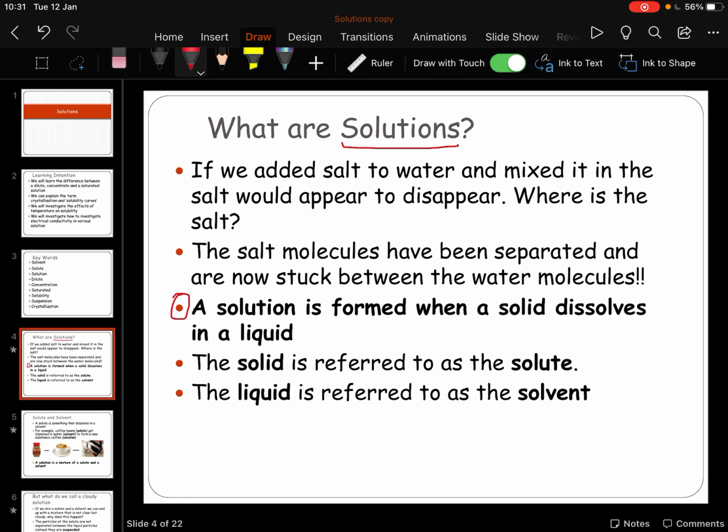This one. So what is a solution? A solution is formed when a solid dissolves in a liquid. Okay, so that's what a solution is. A solution is when a solid dissolves in a liquid. Okay? And now look, our keywords, our first 2 keywords here. A solid is called a solute, and a liquid is called a solvent. All right, so a solid is a solute and a liquid is a solvent.